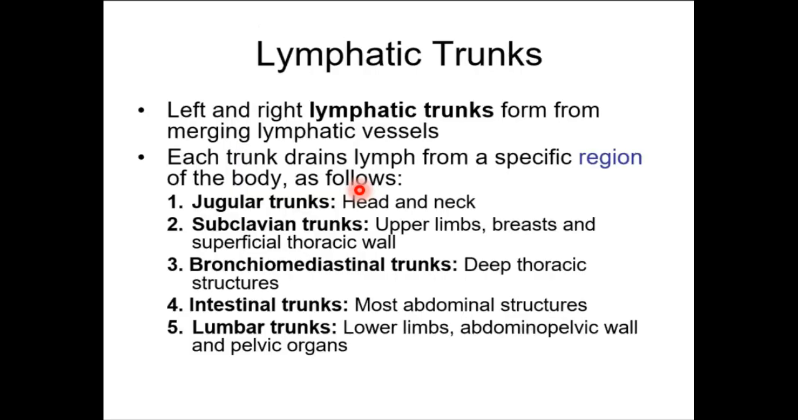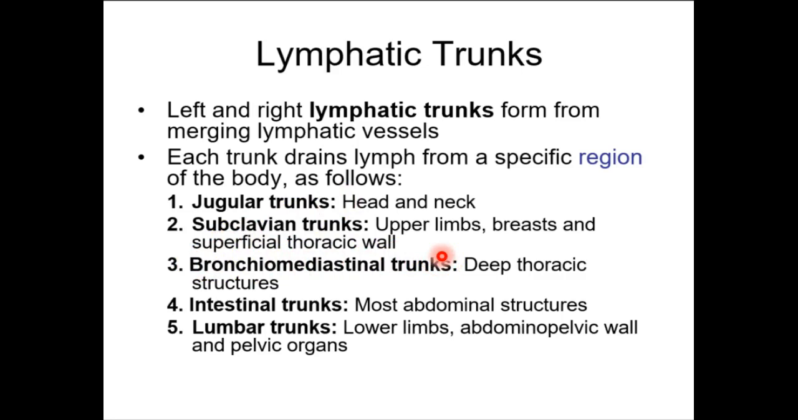As for trunks, you will absolutely be held to what region is drained by which trunk. I do think they're intuitive. Just because they're intuitive doesn't mean you don't need to study them. Jugular trunks are going to go in parallel with that jugular vein, which makes sense that they would drain the head and the neck. Subclavian trunks are going to drain the upper limbs, breasts, and superficial thoracic wall.